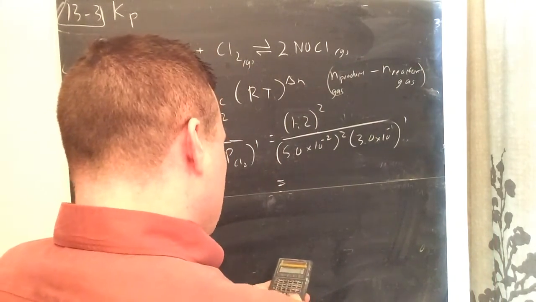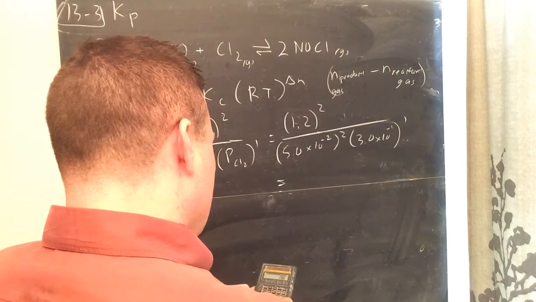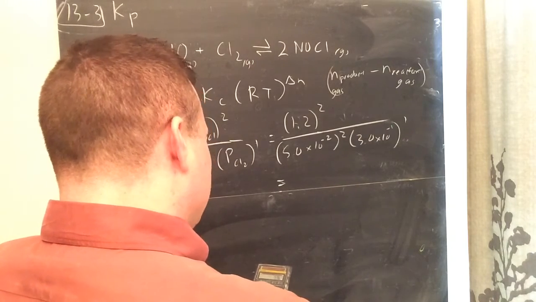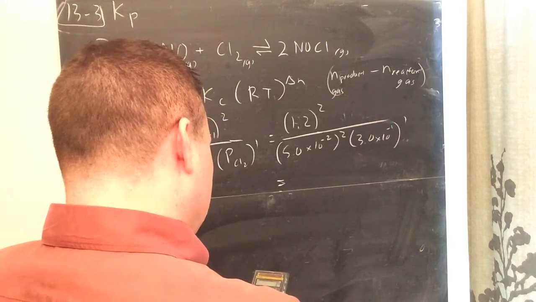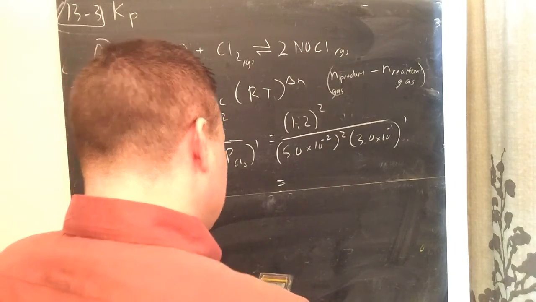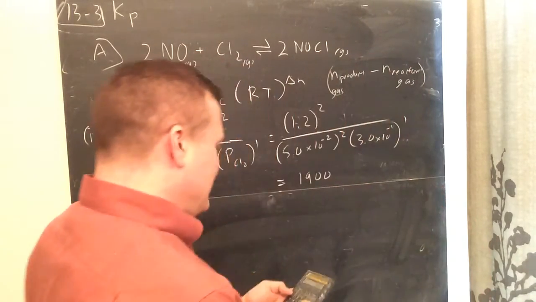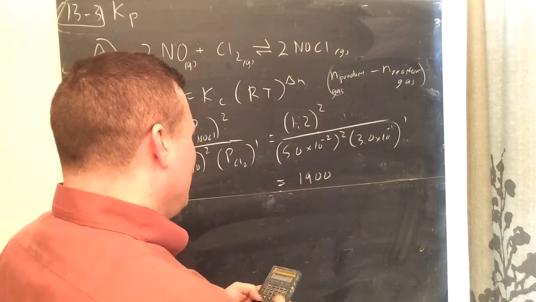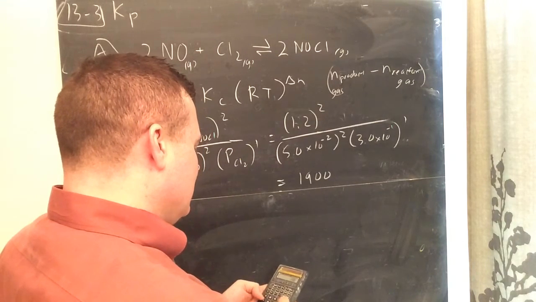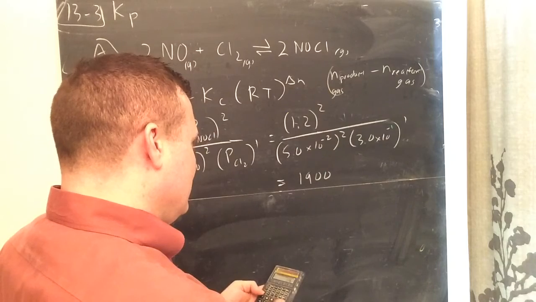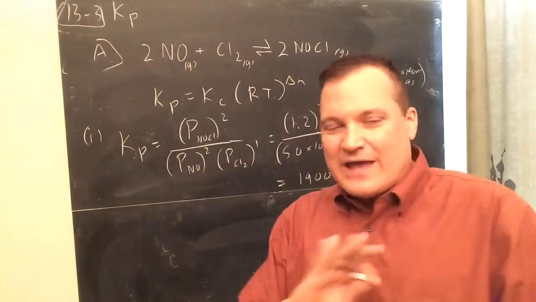So it'll be 1.2 squared divided by 5.0 times 10 to the negative 2, again divided by 5.0 times 10 to the negative 2, and divided by 3.0 times 10 to the negative 1. Looks like it's 1900 when I do my sig figs. But let me just double check it again. 1.2 times 1.2 divided by 5.0 e negative 2, divided by 5.0 e negative 2, divided by 3.0 e negative 1 gives me 1900. Yes.